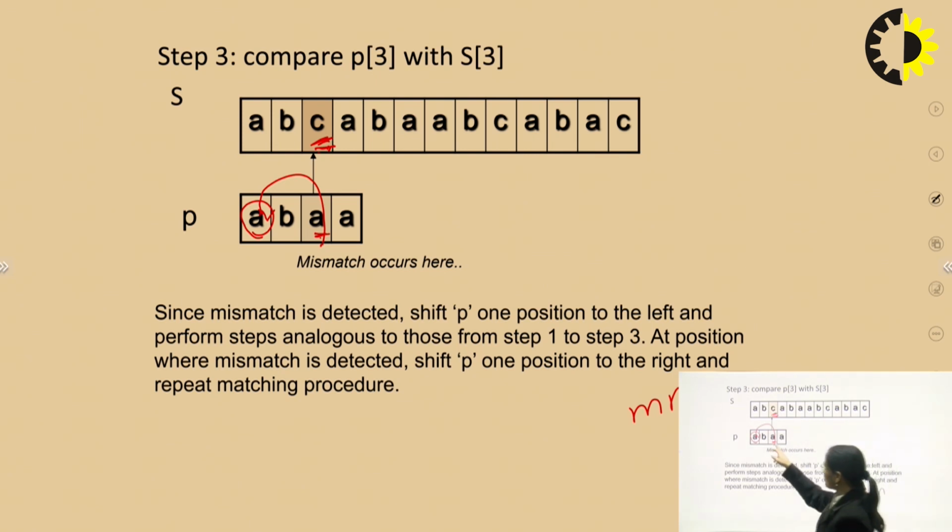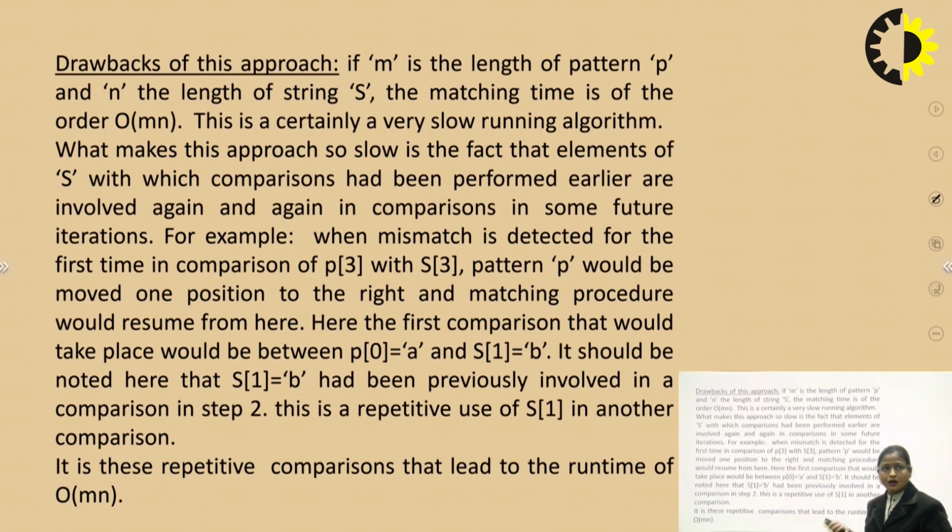We have to return directly to the first position. So that is why it takes total O of m into n time. So that is the drawback. Okay. So here the first comparison that would take place is between P0 equal to A and S1 equal to B. It should be noted that S1 equal to B had already been involved in comparison in step 2. So this is a repetitive use of S1 in another comparison. So that is why this is the drawback of our algorithm.